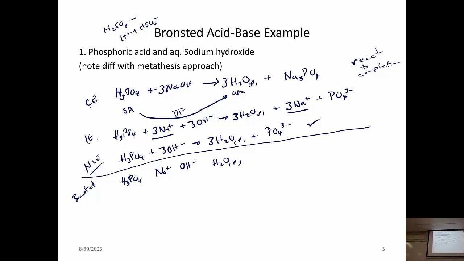Okay, so from here, what we do next is we consult the acid base chart. Acid base chart, posted online, but it's nice to have a hard copy of it too. Let me pass this out.